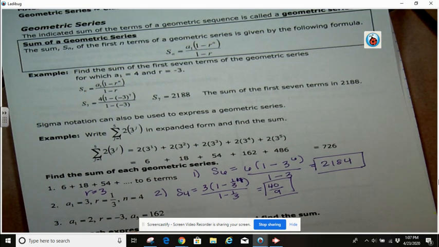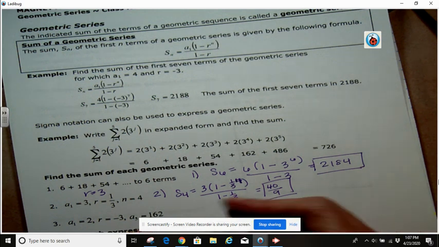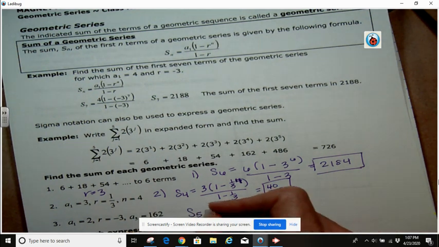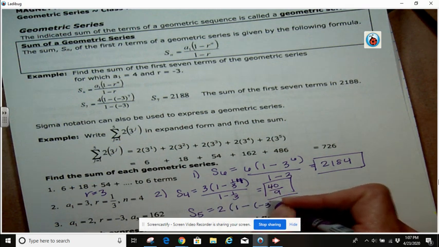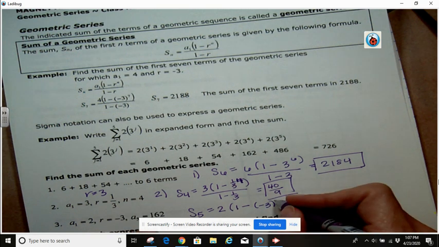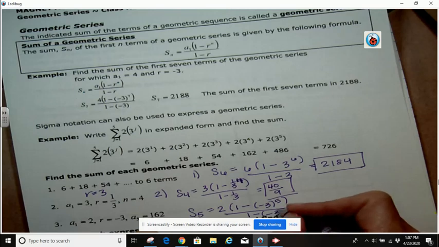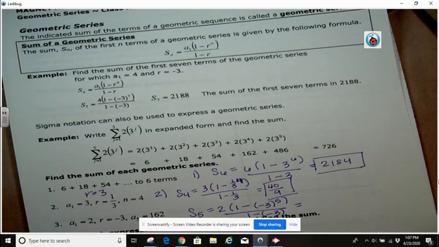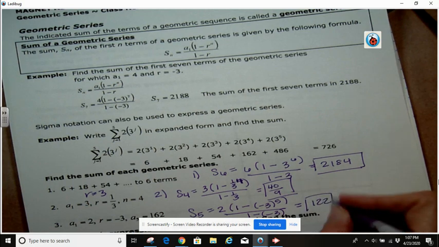Okay, next example. So here they didn't give us what n was. They didn't say to 6 terms, or they didn't say n, but they gave us the 5th term. So we can apply that as the sum of the first 5 terms. We know the first term is 2. R is -3. Be careful with your parentheses. We're using 5 for n, and r is -3. So then once we get all of that plugged in, it's 122.